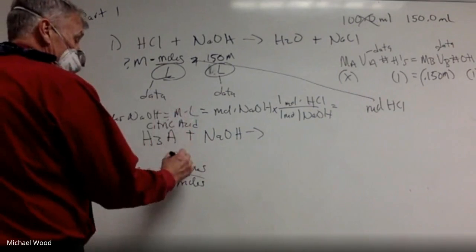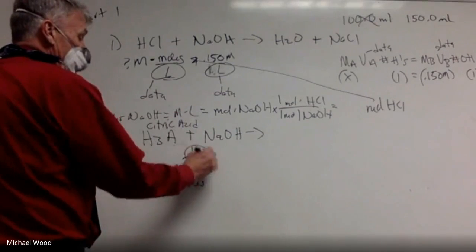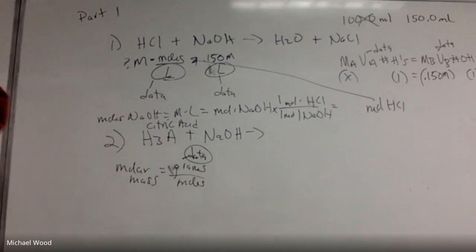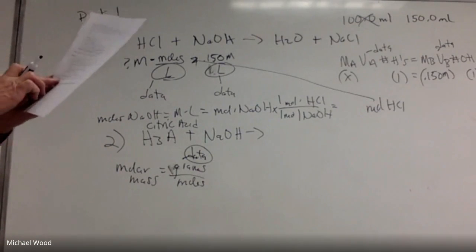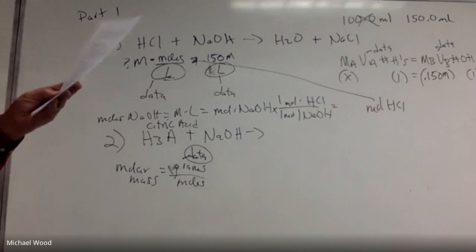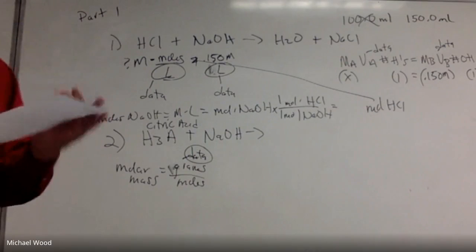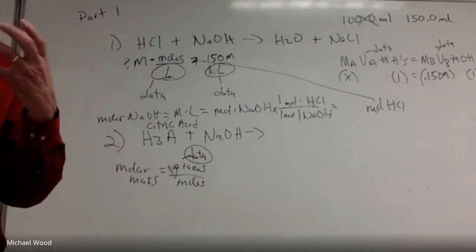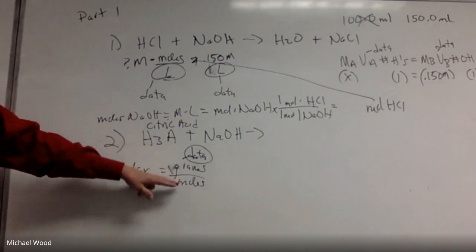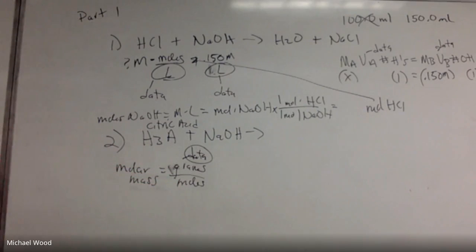So what I'm going to do is this, the grams are going to be right in the data table. I think it says, when you guys do this, down here on the bottom, determine the molar mass of citric acid by titrating 0.20 grams. So you're going to weigh out around 0.20 grams. So it's going to be in the data table. But the trick here is going to be to find the moles.